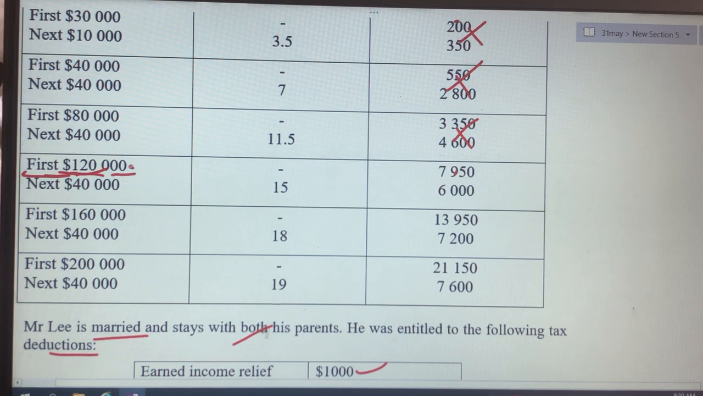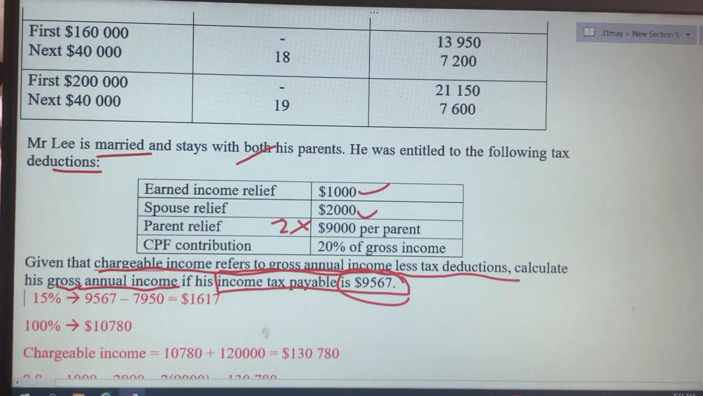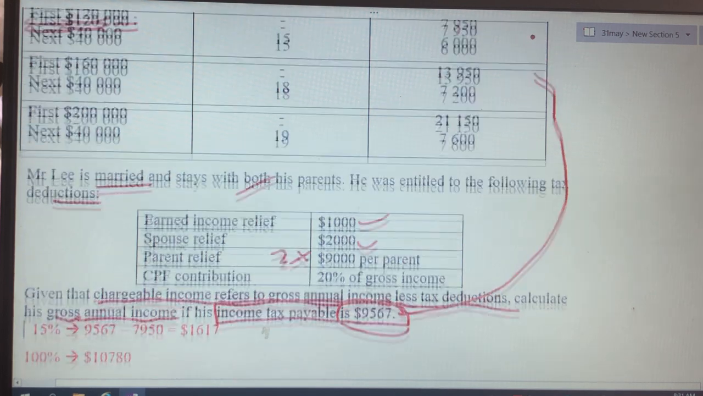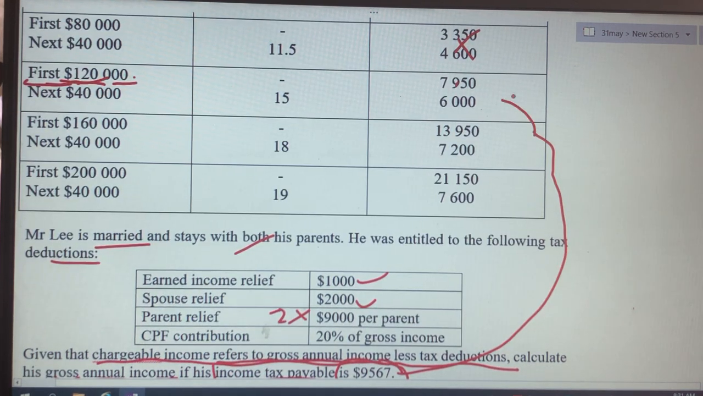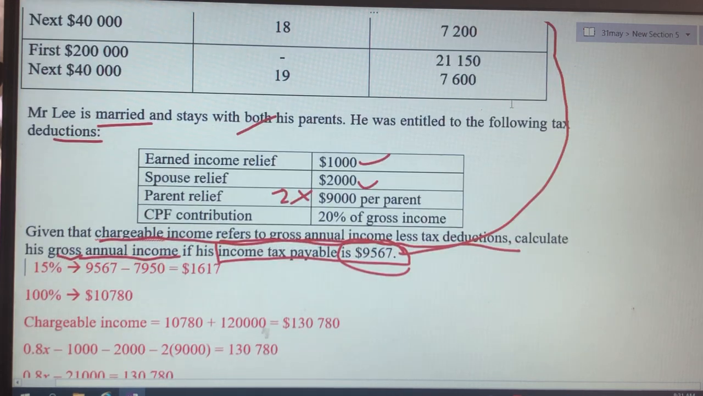And that means anything more than 1,200, but less than this 16,000, all that, right? Let's say 140,000, okay, he will have to pay for the next 40% this amount, okay? And so this 7950 plus this 6,000, right, is 13,000 something. So the 9,000 something falls inside here, right? The 9,000 something falls inside here. Okay? And then you will be able to do the question already.